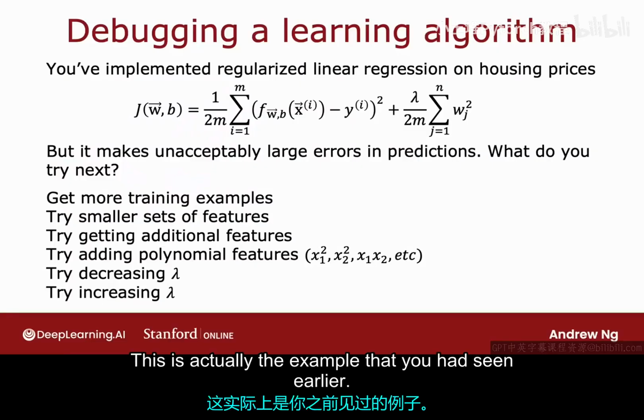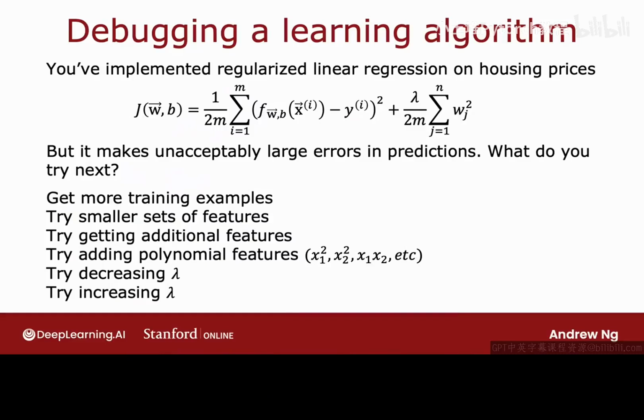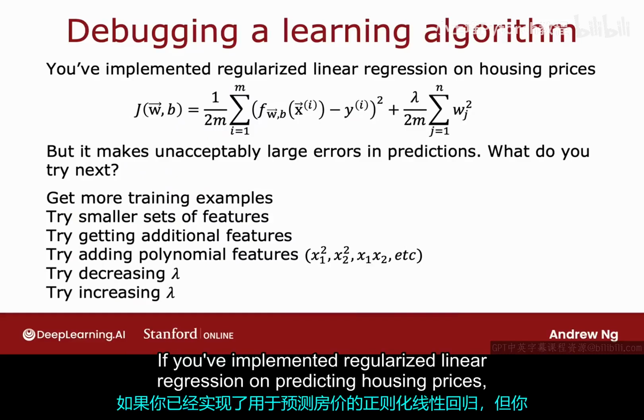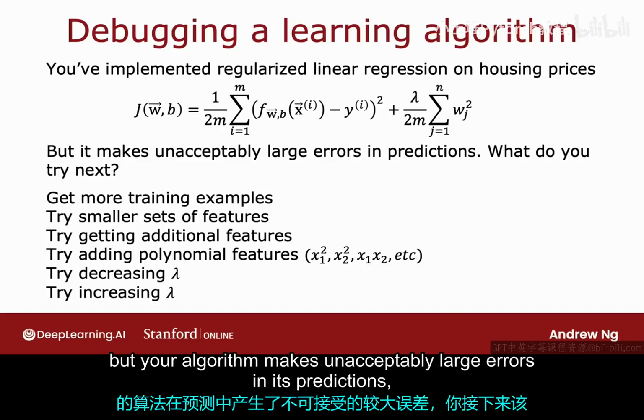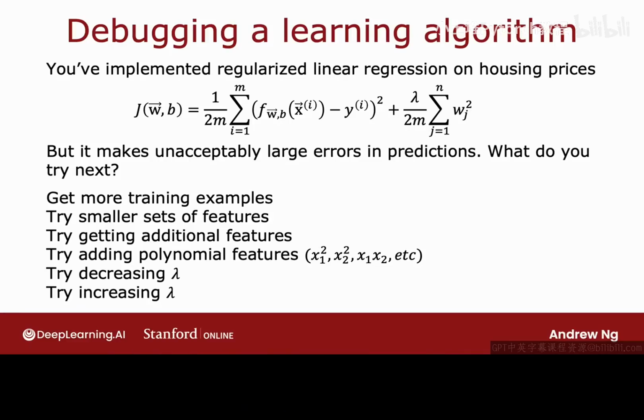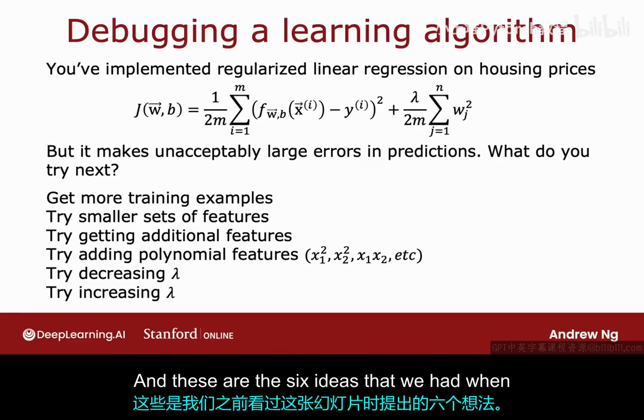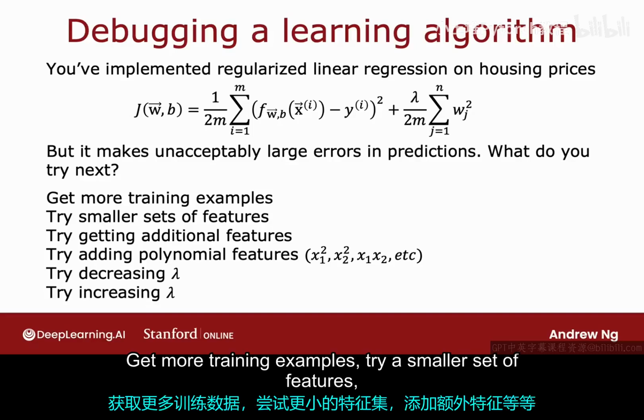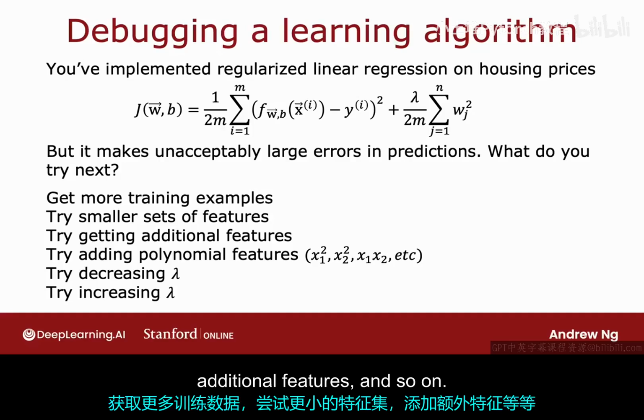Let's look at an example. This is actually the example that you had seen earlier. If you've implemented regularized linear regression on predicting housing prices, but your algorithm makes unacceptably large errors in its predictions, what do you try next? And these were the 6 ideas that we had when we had looked over this slide earlier. Get more training examples, try a smaller set of features, additional features, and so on.